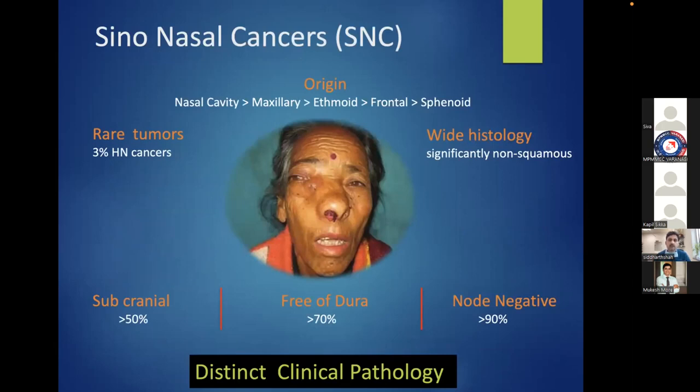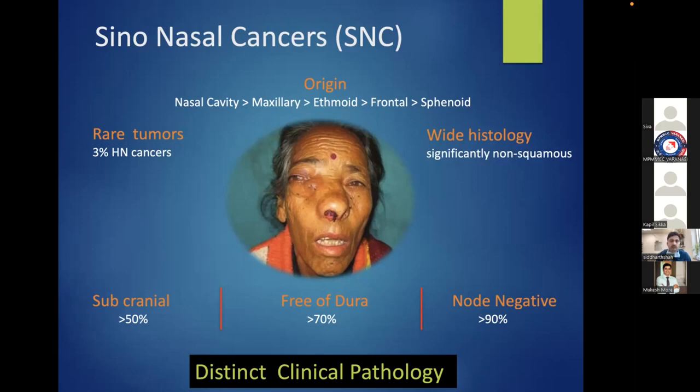Primarily, in this region of the anterior skull base, the majority of the tumor load is shared by the tumors arising from the sinonasal cavity. That means the nasal cavity and the sinuses, in order: maxillary, ethmoids, frontal, and the sphenoid. So these are a distinct group of tumors. Though they are very rare, like 3% of the entire head and neck cancer, as compared to other head and neck cancers where squamous cell carcinoma predominates, this group of tumors has a wide variety in terms of histology, and squamous is just a part of it. Only around 50% are squamous, and the rest are non-squamous cancers. So this wide histological variety makes this class of tumors very distinct.